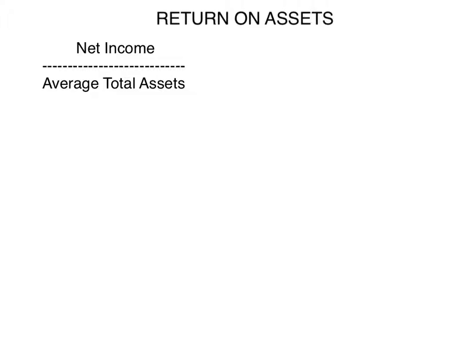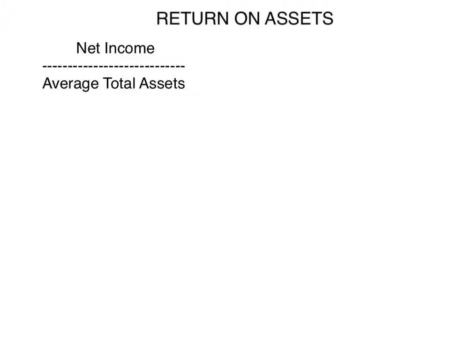Once the financial statements are prepared, we now want to show you how we use ratio analysis to use the numbers on the financial statements to make conclusions about the business. The first ratio we're going to look at is called the return on assets ratio.